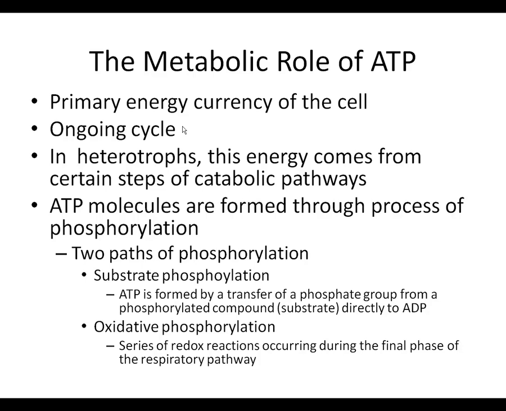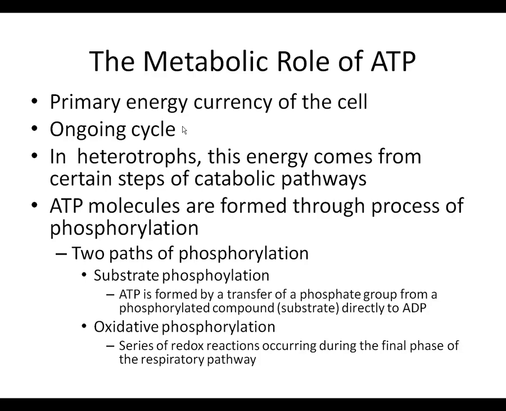ATP is the primary currency of the cell. It is constantly being broken and remade, broken and remade, all the time. In heterotrophs, this energy comes from a number of catabolic pathways through aerobic respiration. There are 2 pathways that can produce ATP through the process of phosphorylation.